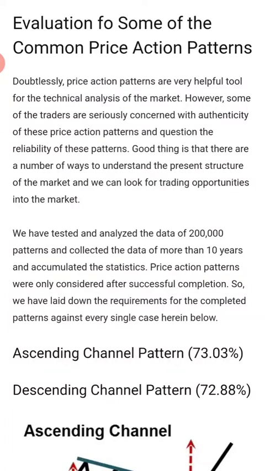Doubtless, price action patterns are a very helpful tool for the technical analysis of the market. However, some traders are seriously concerned with the authenticity of these price action patterns and question the reliability of these patterns. The good thing is that there are a number of ways to understand the present structure of the market, and we can look for trading opportunities in the market.